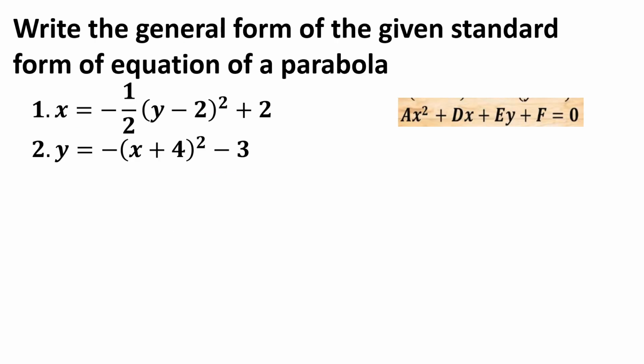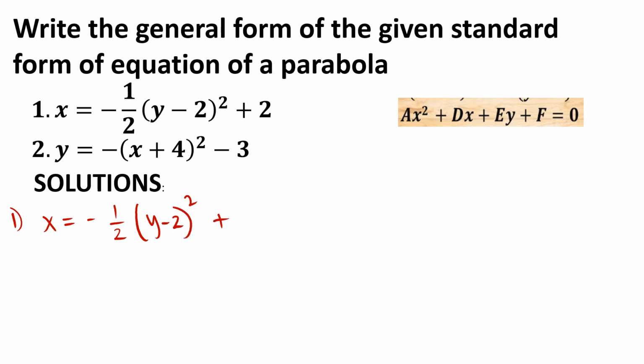Okay, so this time we will be writing the general form of the given standard form of equation of a parabola. So far our general form is denoted by ax squared plus bx plus ey plus f is equal to 0. Let us start with number 1: x is equal to negative 1/2 times (y minus 2) squared plus 2.